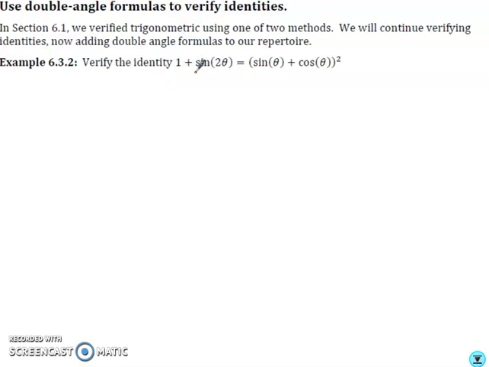Here I have the identity including a sine of 2 theta. So what I'm going to do first, since on the right hand side I don't have any 2 thetas in that expression, I am going to rewrite this sine of 2 theta by using one of my double angle identities. And that would be that sine of 2 theta is equal to 2 times the sine of theta times the cosine of theta.